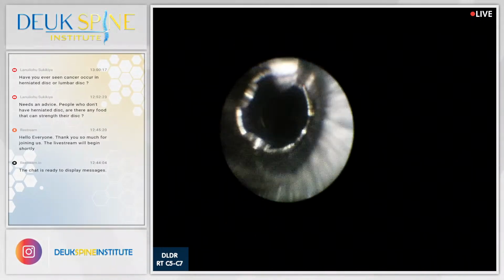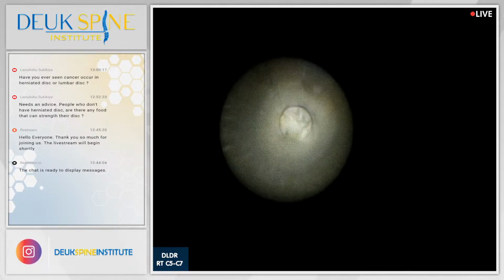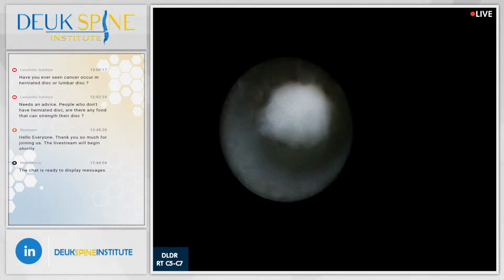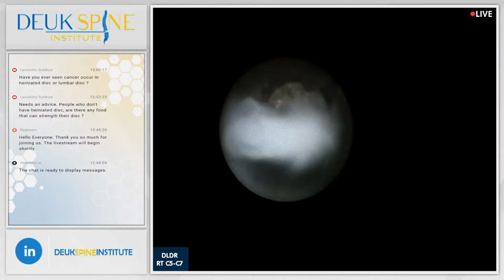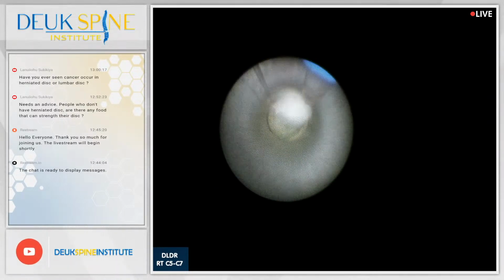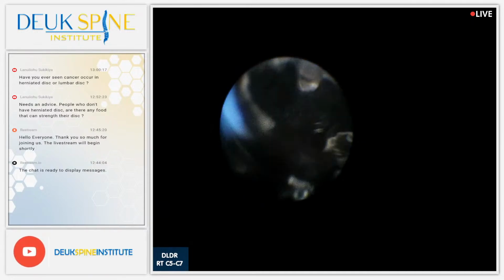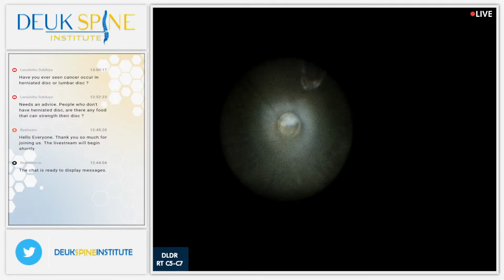Cancer of the spine is extremely rare. Herniated discs happen in almost everybody. Could the two of them coexist in a patient? Absolutely. But they're completely unrelated.